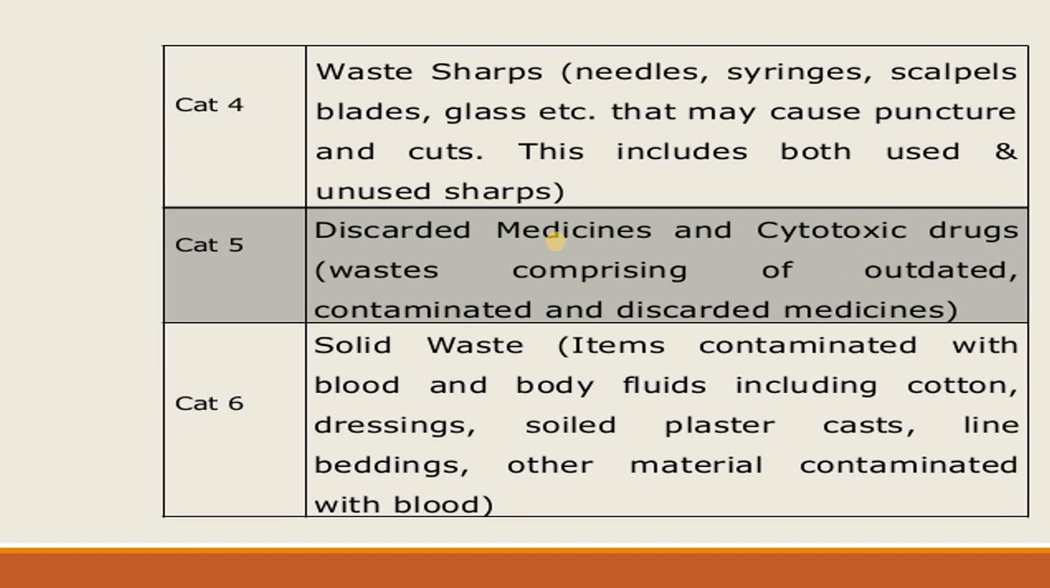Next, category 4: waste needles, syringes, blades will be in category 4. Category 5 is discarded medicines, cytotoxic drugs waste, contaminated and discarded medications. Category 6: solid waste items contaminated with blood and body fluids, including cotton, dressings, plaster casts, linen, and bandage material contaminated with blood.